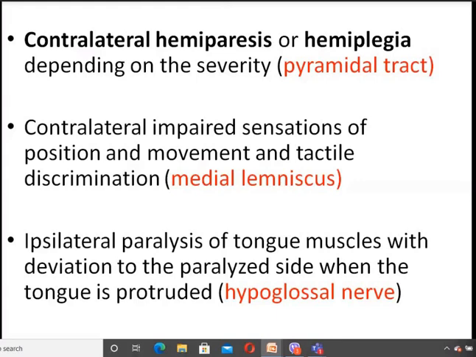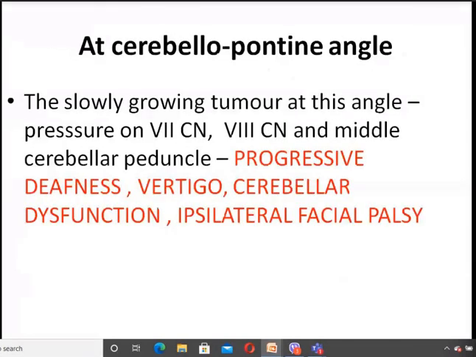If there is any tumor or lesion in the cerebellopontine angle, it can compress the cranial nerves 8 and 7 in the middle cerebellar peduncle, and can cause progressive deafness, vertigo, cerebellar dysfunction, and ipsilateral facial palsy. So it can cause symptoms according to the compression of the nerve. That is all about the clinical aspect of the pons and the medulla oblongata.